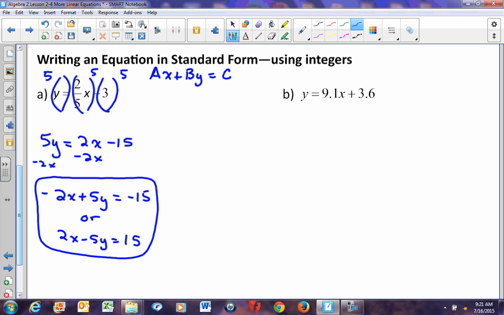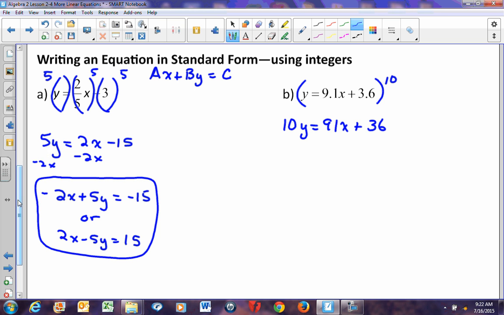Notice we're using integers, no fractions, no decimals. In the second equation here, first thing I'm going to do is multiply everything by 10. If I multiply everything by 10, I get rid of the decimals. So I now have 10y equals 91x plus 36.